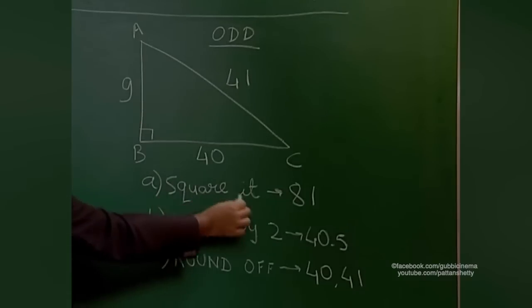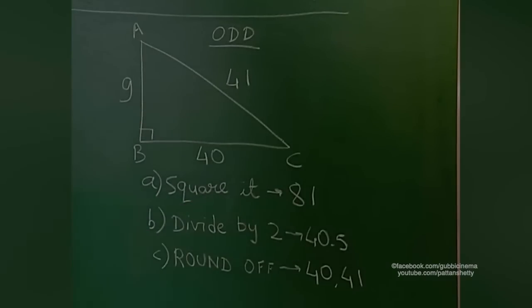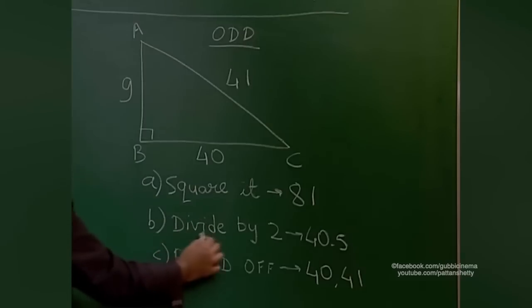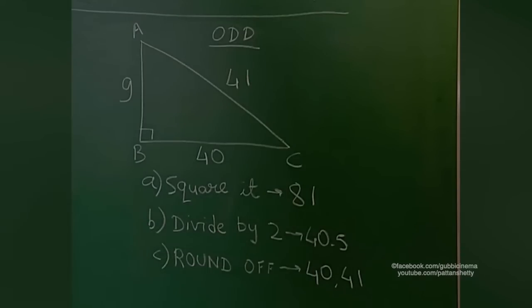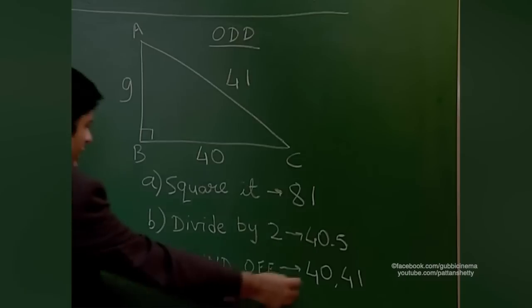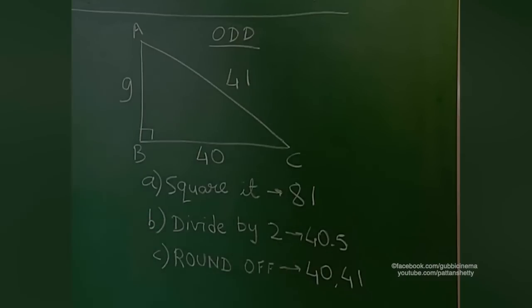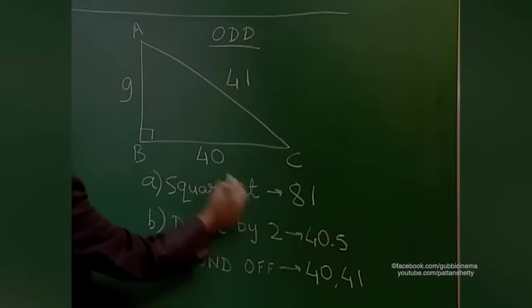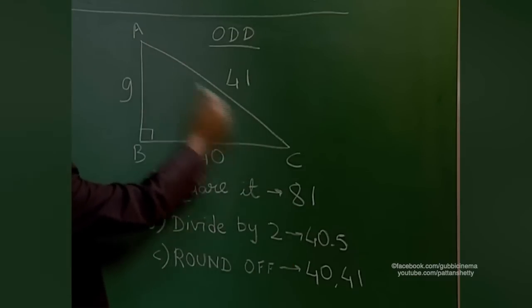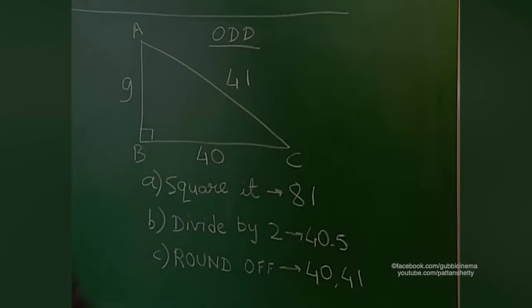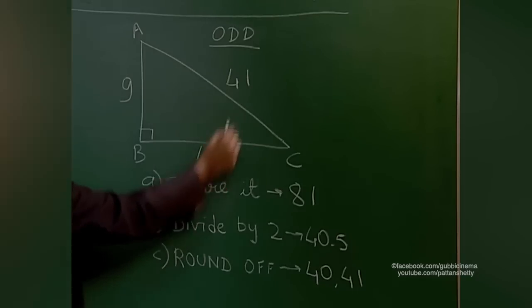9, when I square it, I get 81. 81 divided by 2 is 40.5, and 40.5 is in decimal, 0.5, so I round it off. When I round it off, the smaller number becomes 40 and the bigger number becomes 41. The smaller number I give here, and the larger number always goes to the hypotenuse, it is 41. So a Pythagorean triplet becomes 9, 40, 41.